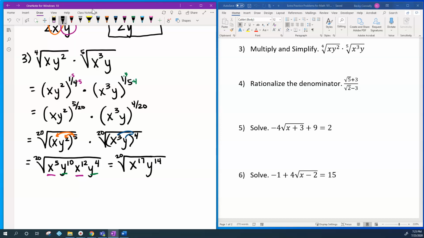And if there was anything higher than, you know, to the 20th power inside there, then we'd want to take it out. But we have numbers that are less than that. So that would be our answer there.